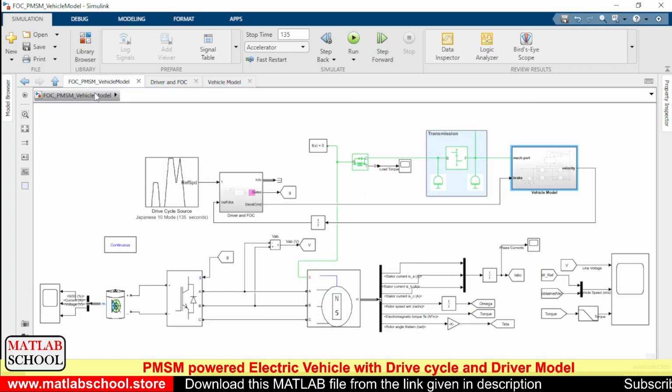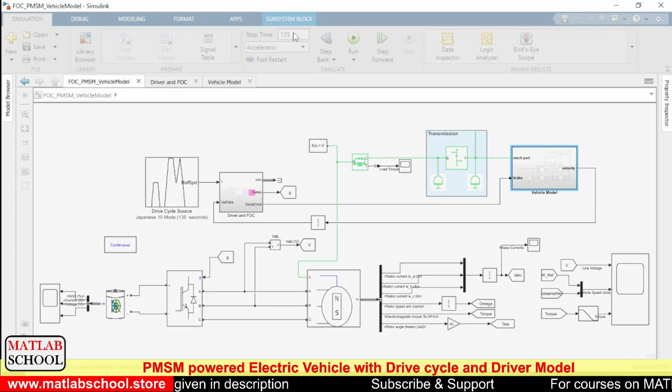So let us get into the simulation. Let us run the model. Since it will take 135 seconds, we need to wait for a while.